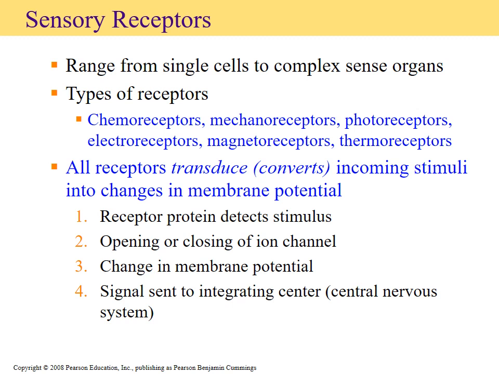And that change in membrane potential, that excitation, will create a signal that is communicated with the integrating center. And the integrating center for us is going to be the nervous system, more specifically the central nervous system, where they'll be able to receive the signal and interpret it and figure out what the course of action will need to be.